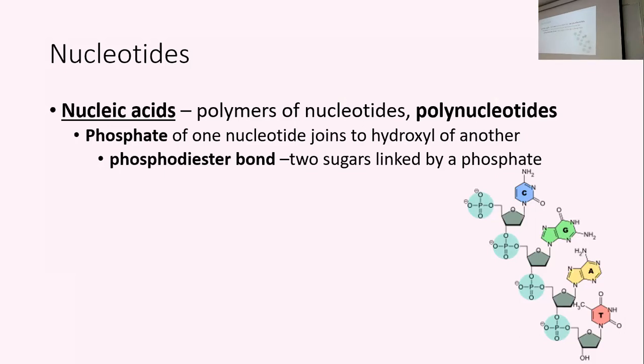Polynucleotides. We form these polymers through dehydration reactions, just like everything else. When they connect, the phosphate of one group attaches to the hydroxyl of another, so you lose this hydroxyl and end up with a sugar, phosphate, sugar, phosphate chain. The nitrogenous bases are just hanging off to the side. They're not involved in the bonding at this stage. We call this a phosphodiester bond: 2 sugars linked by a phosphate. This is how these DNA polymers form.